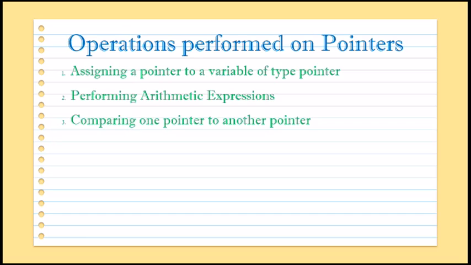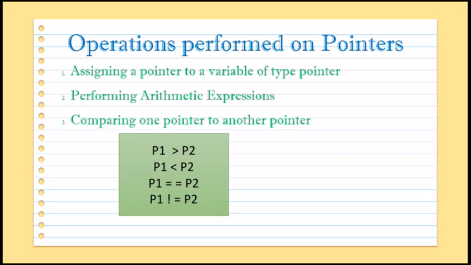The third operation is to compare one pointer with another pointer. So suppose p1 and p2 are two pointers, then we can compare whether p1 is greater than p2 or p1 is less than p2, or even we can compare whether p1 is equal to p2, and also we can compare whether p1 is not equal to p2. So by using these symbols, we can compare one pointer with another pointer. So these are the three operations that we can perform on pointers.